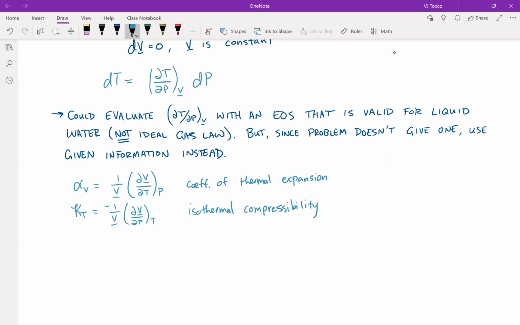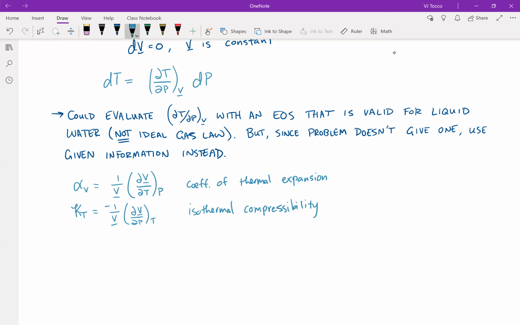But not all liquids can be treated as incompressible. So oftentimes they will have very small isothermal compressibilities, and in this case we have an actual value for what it's supposed to be. So notice that both of these terms involve the same three variables, V, T, and P, and it also matches the same three variables we have from the dT expression. So if you look at what we've got: TPV, VTP, and VPT.